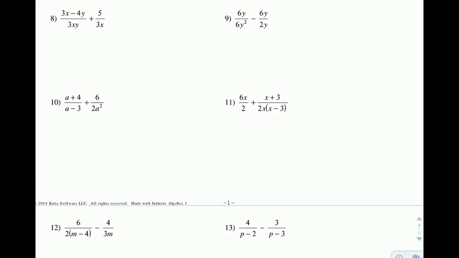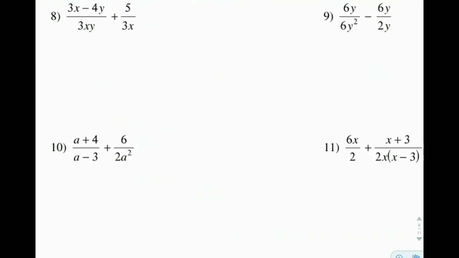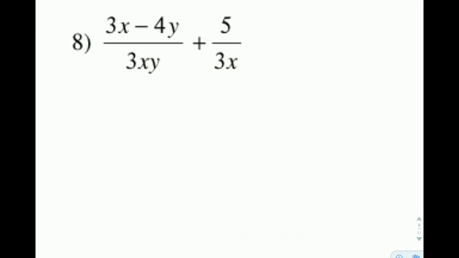We are still adding and subtracting algebraic fractions here, but now we're going to look at what happens when we have an uncommon denominator, a different denominator. So we look at these two and we have a 3xy and then just a 3x. And if we want them to be the same, the smallest change that we can make to get these both to be the same would be to multiply the second fraction by a y in the denominator. Now we would have 3xy in both of them.